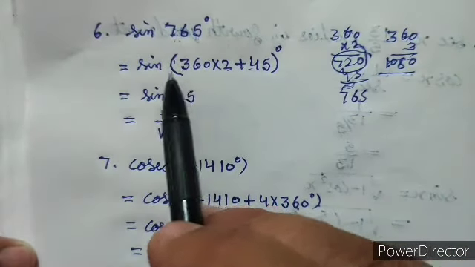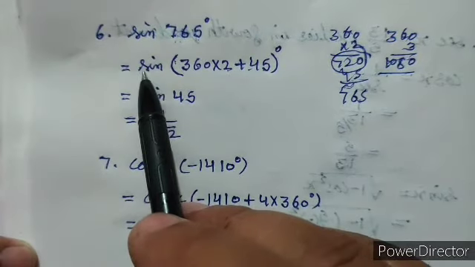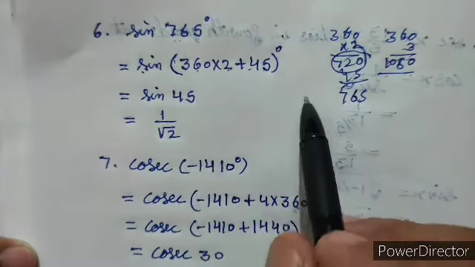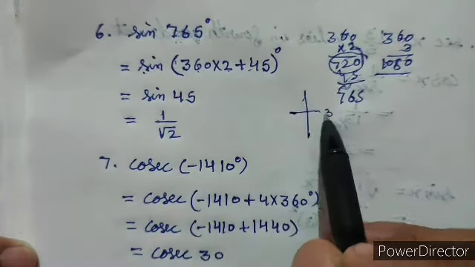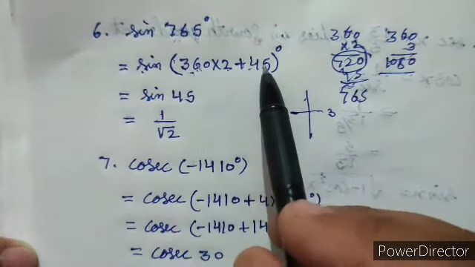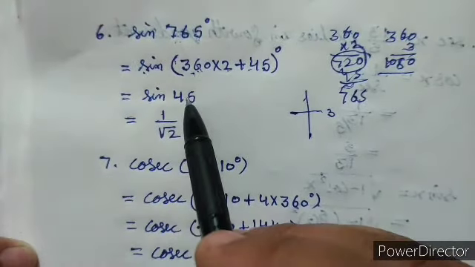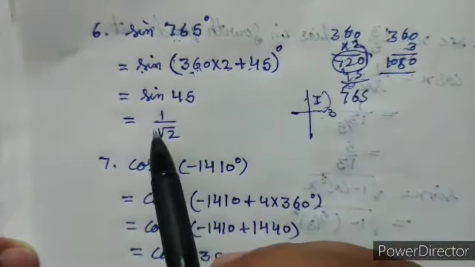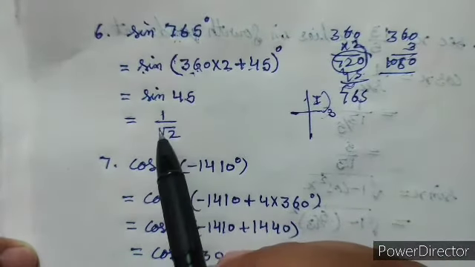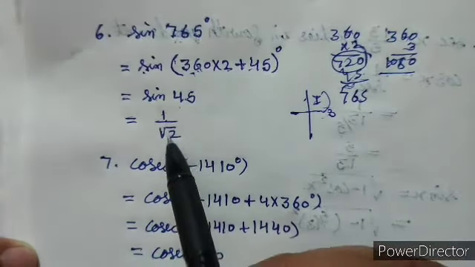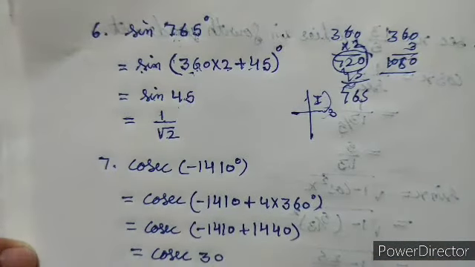Now as we know that the function sine repeats its values after the interval of 2 pi or 360 degree, so the value of sine of 360 into 2 plus 45 will be equal to sine 45, and that will come in the first quadrant again. Now sine 45 is equal to 1 upon root 2. So the value of sine 765 will be equal to 1 by root 2.